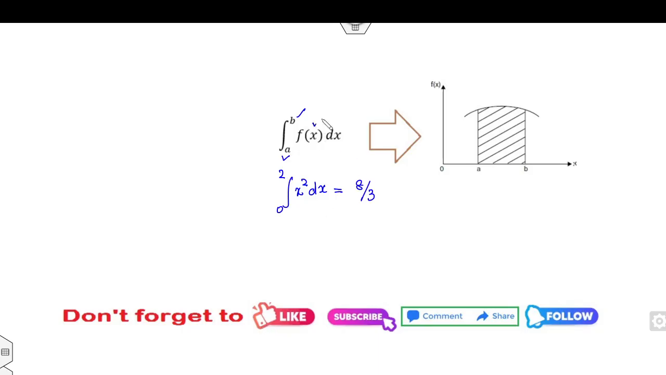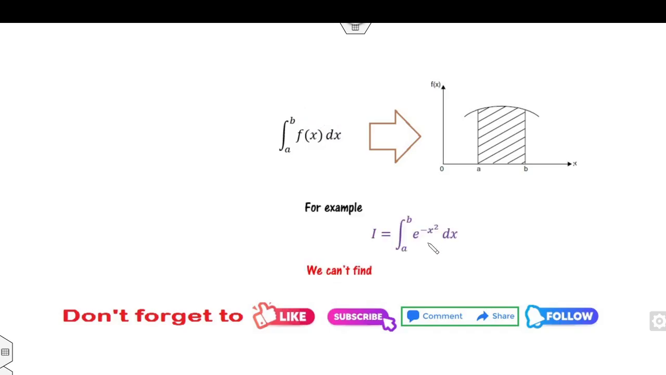However, there exist many functions f(x), for example e raised to the power minus x square. Then you are unable to integrate from a to b of the function e raised to the power minus x square analytically. You can't find the value of I. That means you are unable to integrate it analytically. So therefore there is a need for numerical integration. You can find the solution of this integration, but it is not the exact answer, it is an approximate answer, and that answer you can obtain with the help of numerical integration.